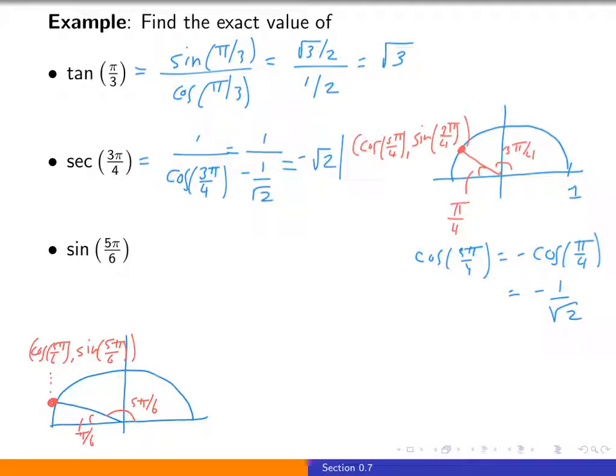And if we think of symmetry of the unit circle, sine of 5 pi over 6 is going to be positive, and it is going to have the same value as sine of pi over 6. And sine of pi over 6 is a common value, which is 1/2. So sine of 5 pi over 6, we've determined by using symmetry of the unit circle, is the value of 1/2.